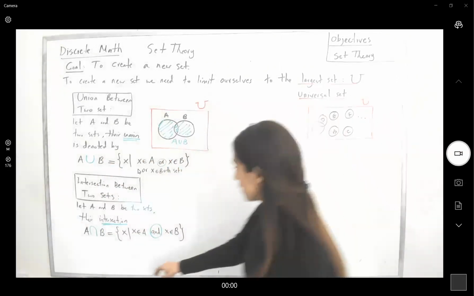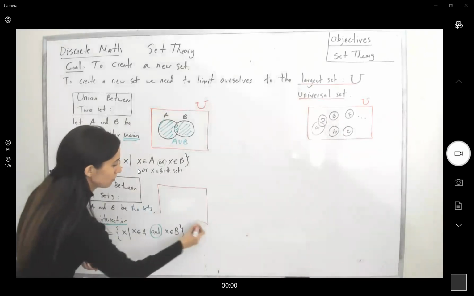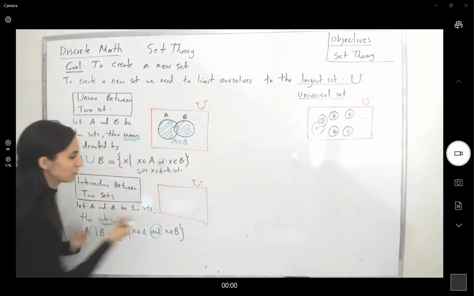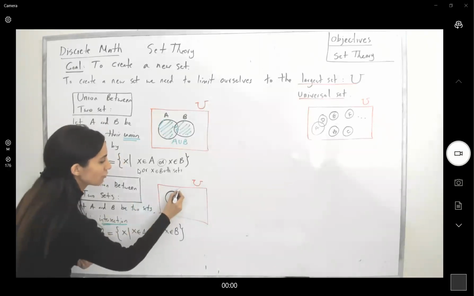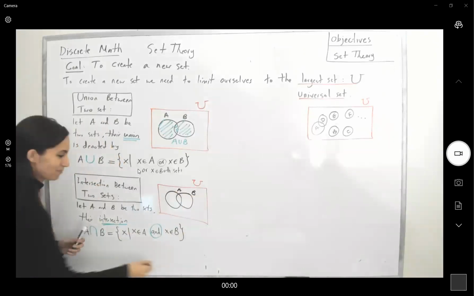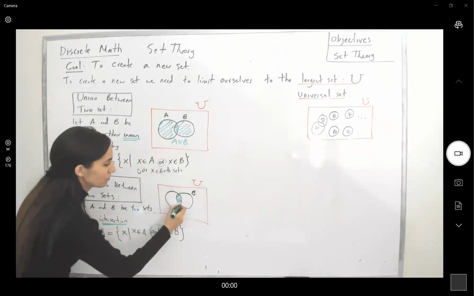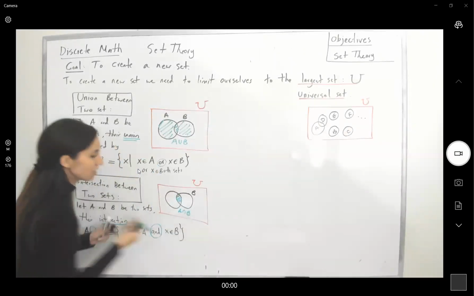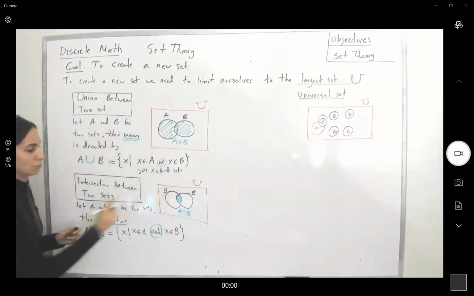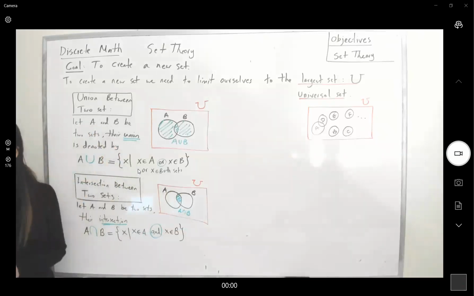Okay, how do we represent the intersection? We have our universal set, U. We have two sets, A and B. We just look for all common elements between them. This is A intersection B.